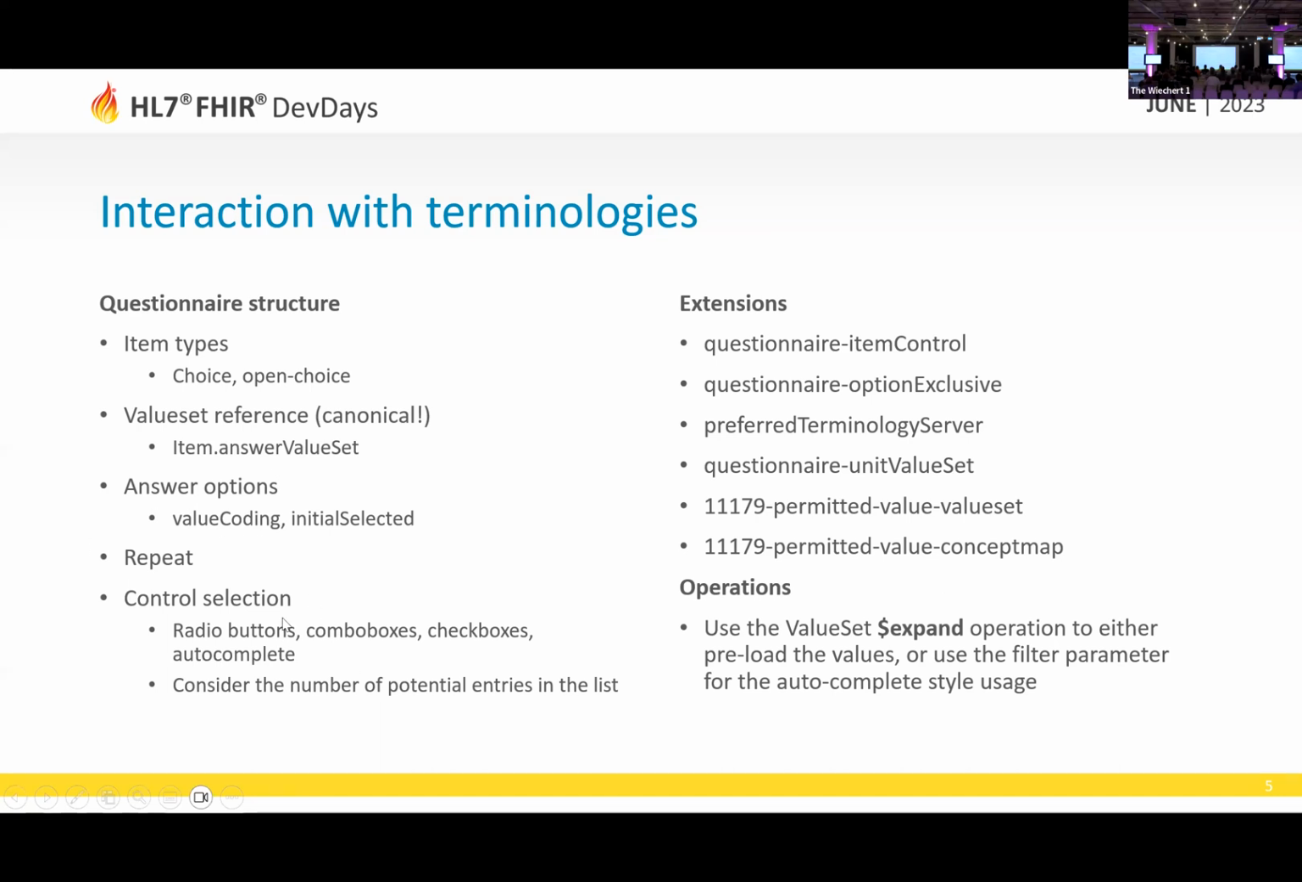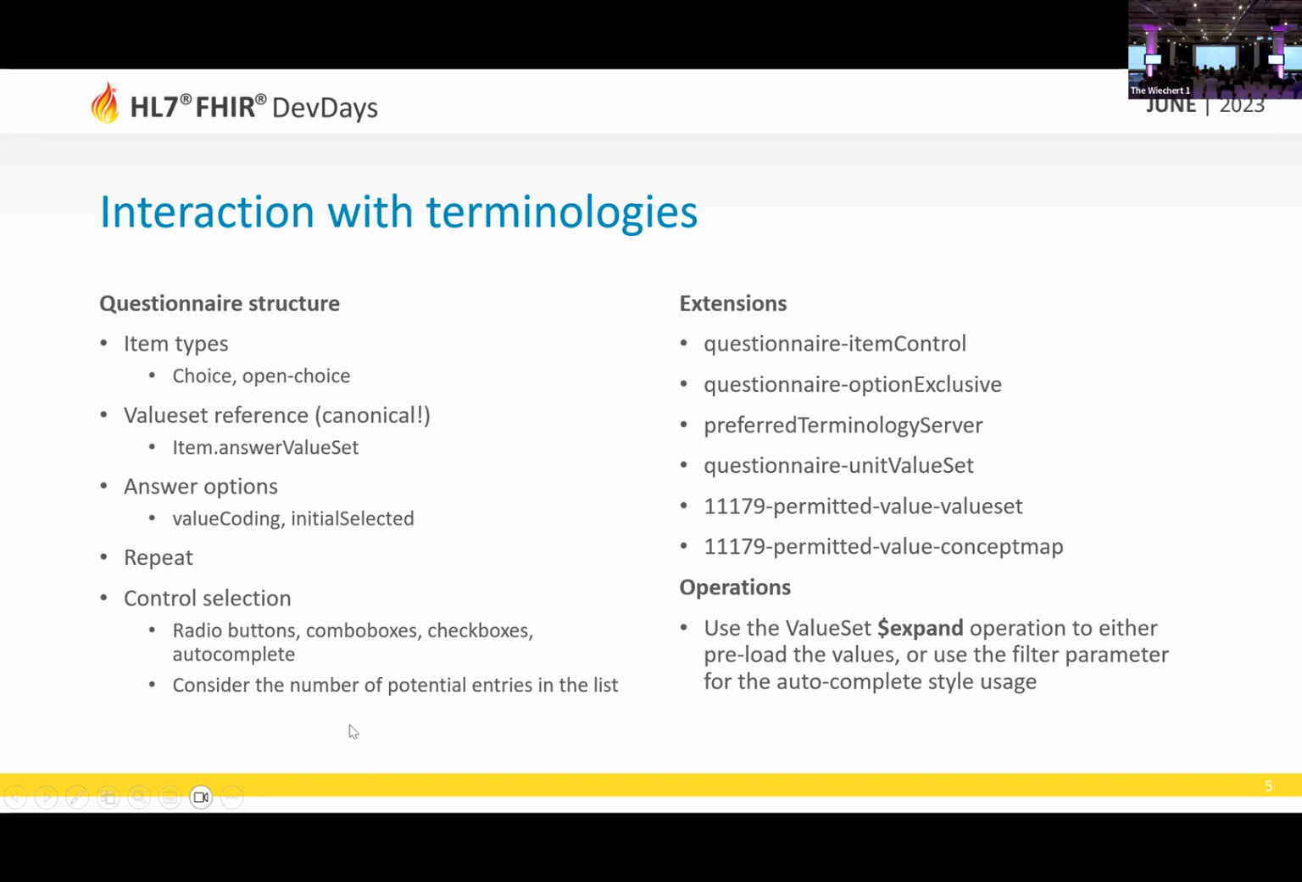Whether it's repeating, we have those capacities, and control selections. So radio buttons, combos, checkboxes, autocomplete. So what's an autocomplete? It's basically your free text box where you start typing into it and then that'll go and hit the terminology service or whatever in the background. And so I type AU and it goes, well, that could be Australia, Austria, or other places. So that's the whole idea there.